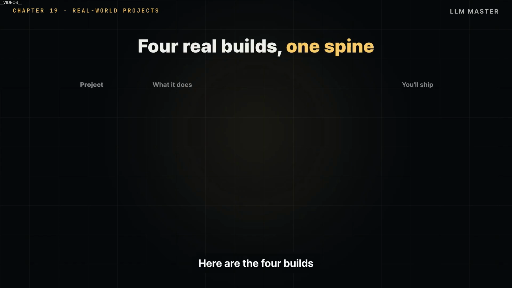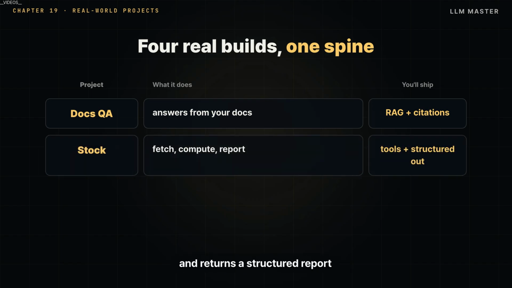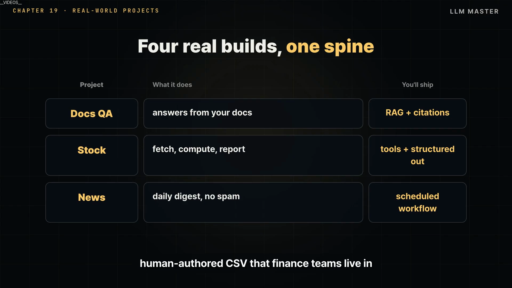Here are the 4 builds, and it's worth seeing them side by side before we open any of them up. The Docs QA agent answers questions strictly from your own documents, with citations, so people trust it. The stock agent fetches market data, computes the numbers in real code, and returns a structured report. The news pipeline runs on a schedule, dedupes the flood of articles, and delivers a clean digest without spamming you. And the ERP agent takes the kind of ugly, human-authored CSV that finance teams live in, validates every row against a schema, and proposes actions instead of blindly executing them.